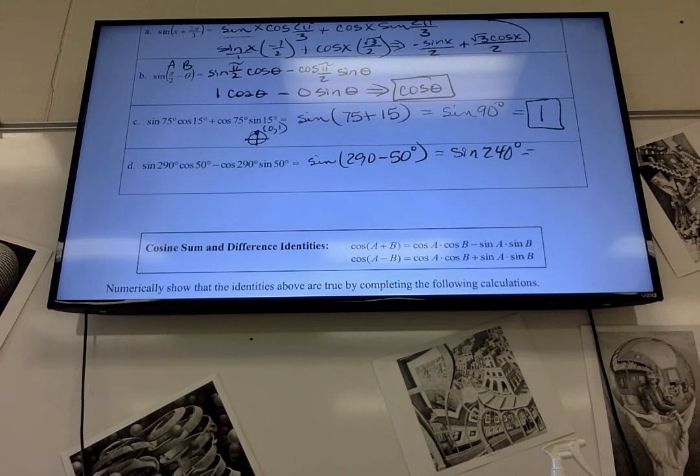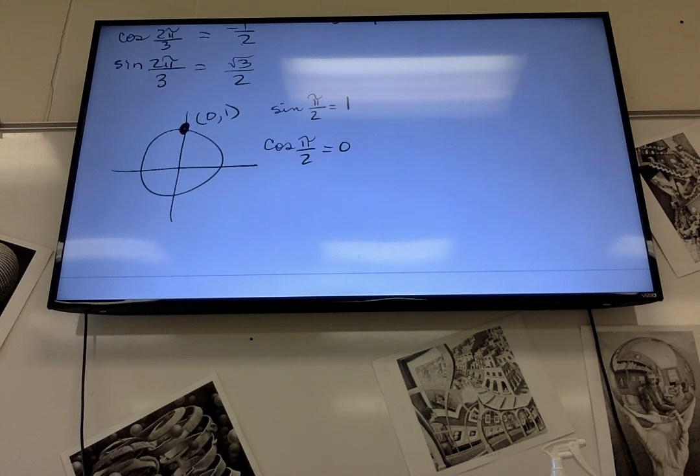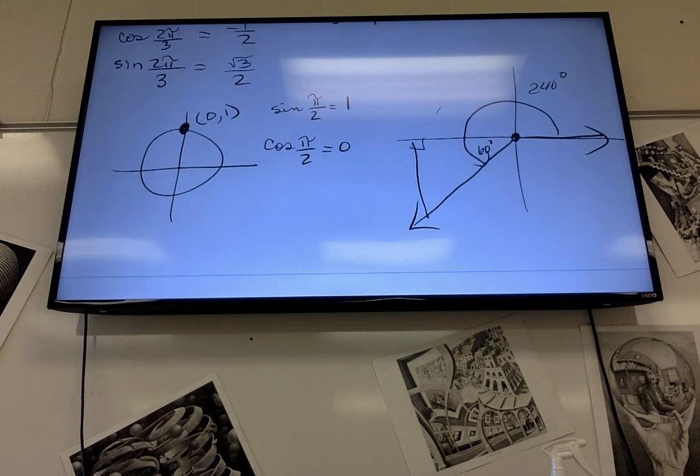Oh, you guys think, okay, let's do it the long way. Sine of 240. 240 goes here. This is 60 degrees past 180. So it's a 30, 60, 90 triangle. Across from the 60 is negative square root of 3. Across from the 30 is negative 1.